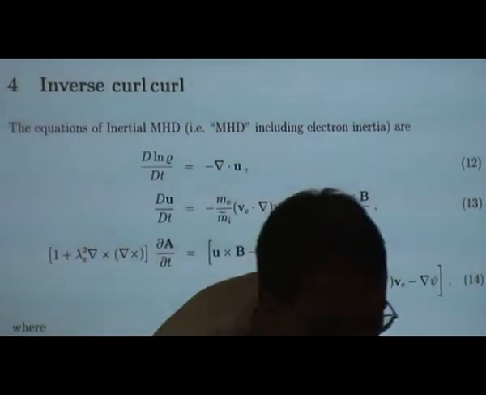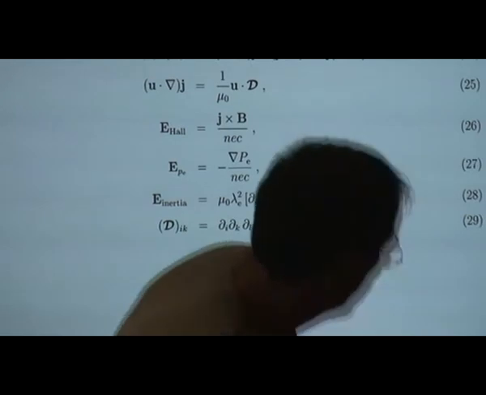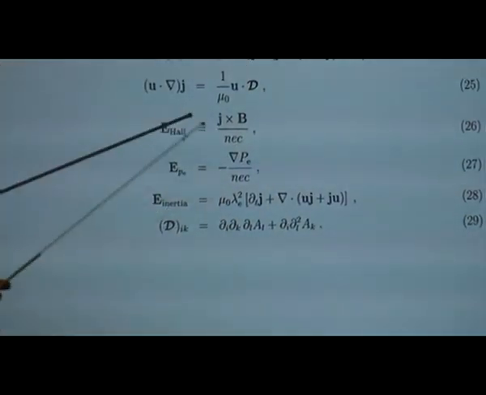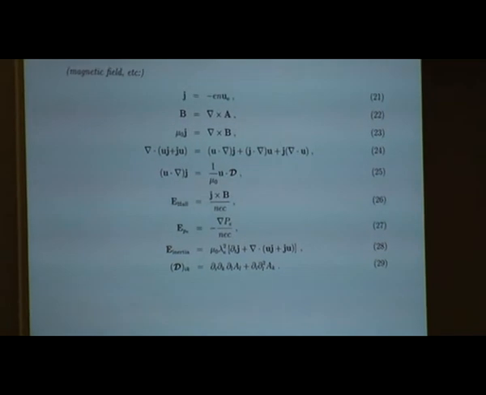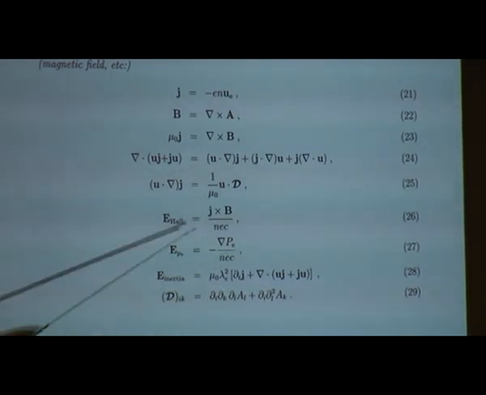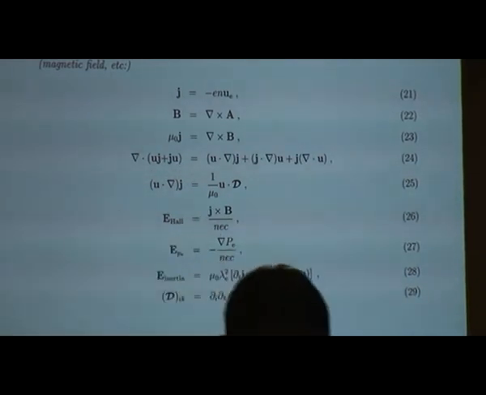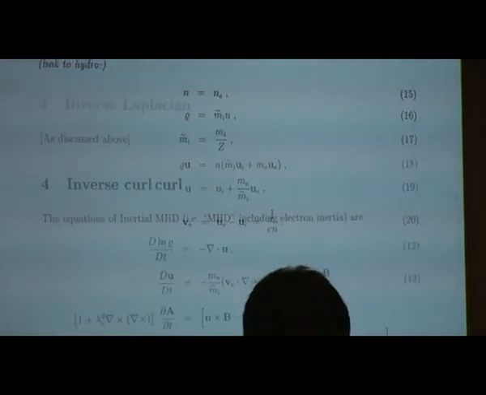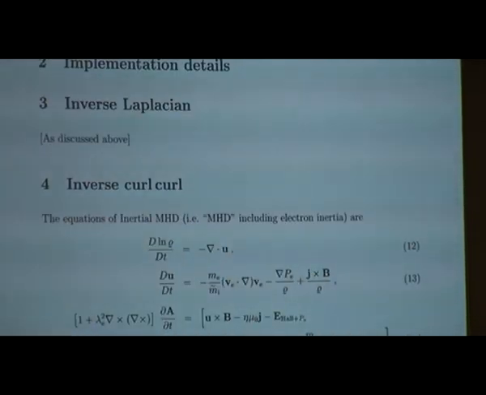I can show you how the Hall term looks like. That's just J cross B, which looks very innocent. It's not that innocent because numerically you can run into trouble. But as I said, under some circumstances one can even neglect that, even though the other terms are important. Electron pressure is not a big deal, but it now contributes to the electric field.